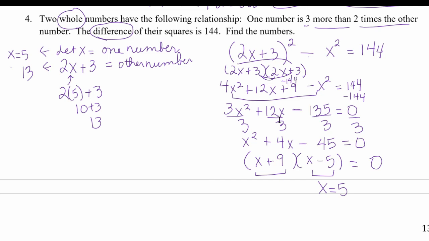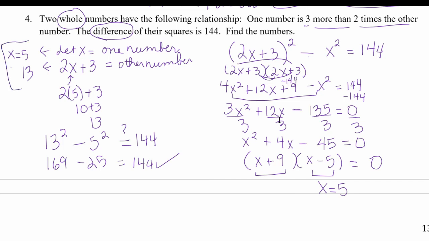Now, let's check and see if when we square these two numbers and subtract them, we get 144. So 13 squared minus 5 squared, do we get a 144 here? So let's see. So this is 169 minus 25. And guess what? That checks. So the two numbers are 5 and 13. 5 and 13 are the two numbers.